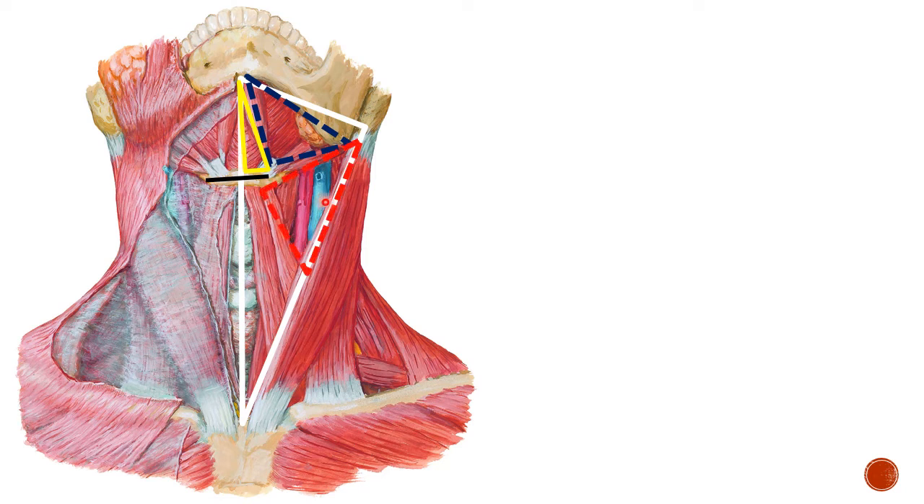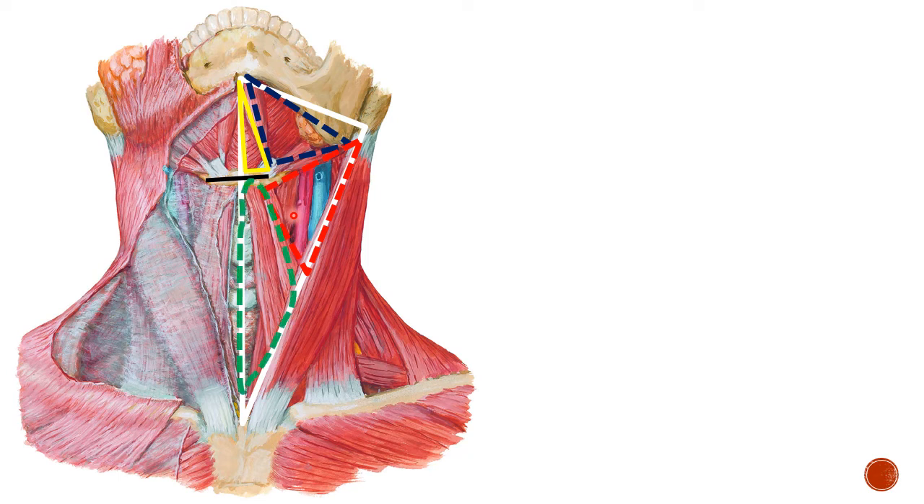Then another triangle is the carotid triangle, which is present inferolaterally. The base is formed by the superior belly of omohyoid, the superior boundary is formed by the posterior belly of digastric, and the posterior boundary is formed by the anterior border of sternocleidomastoid muscle. So in these three boundaries, you can identify this is the carotid triangle where the important structures are present.